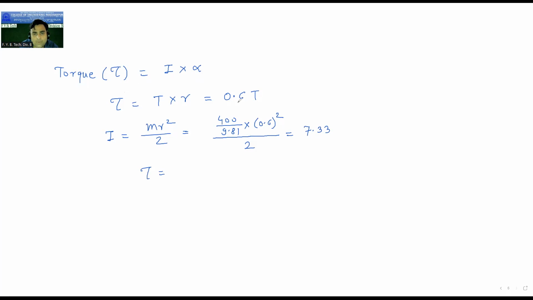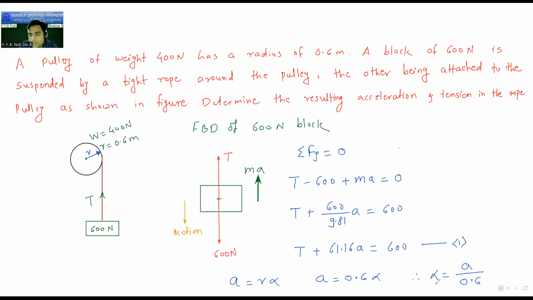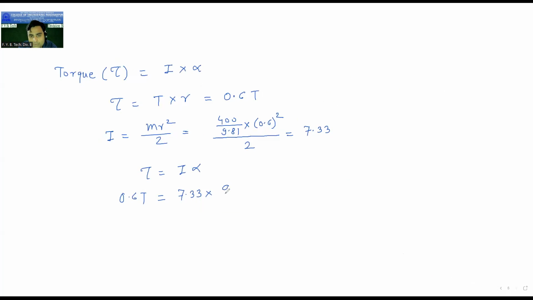So this torque value is 0.60. Tau is equal to T into R, 0.60. That value we have taken here. Value of I is 7.33 into alpha. What is alpha? Alpha is equal to A divided by 0.6. That value you should put here.